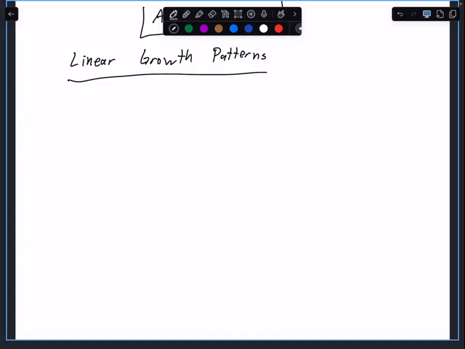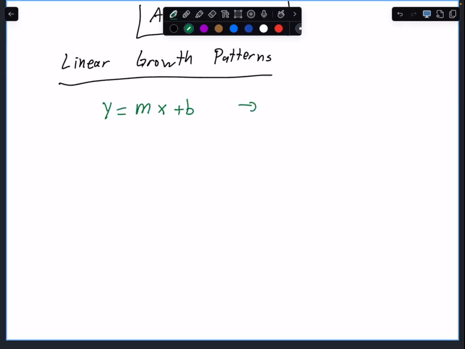And there's a lot of different things that we need to do. Again, we're not trying to fix an answer to the entire piece, but we know a linear growth pattern is often written as y equals mx plus b. That is often the way it is written, but it can also be written as y equals a plus bx.